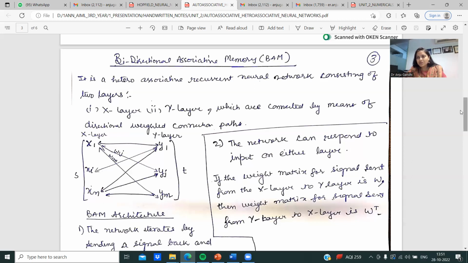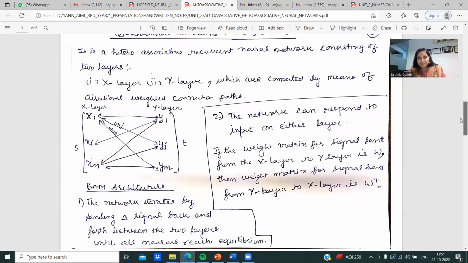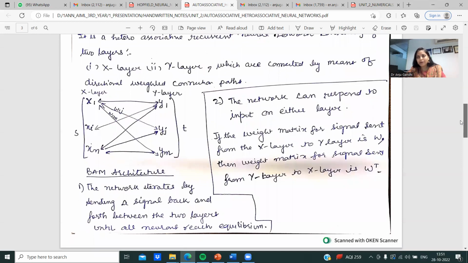Now, talking about the features and characteristics of BAM. The network iterates by sending a signal back and forth between the two layers like this, until all neurons reach equilibrium. We wait until they have reached the state of equilibrium. The network can respond to input on either layer, depending on the input.